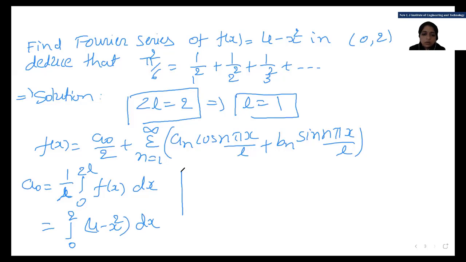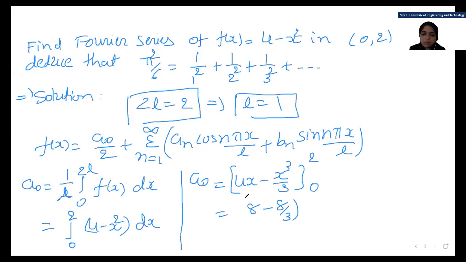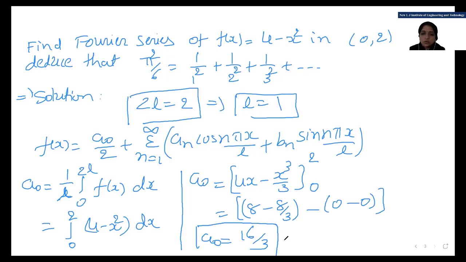Okay. Now, the integration of 4 is 4x, and of x square is x cubed by 3. The limits are 0 to 2. So, by substituting the upper limit, 4 into 2 is 8, minus 8 by 3. This is the upper limit. If I substitute the lower limit, that is 0 minus 0. So after simplification, 8 times 3 is 24 minus 8, so 16 by 3. This is the value of A0. Okay, any doubt in the value of A0, students?